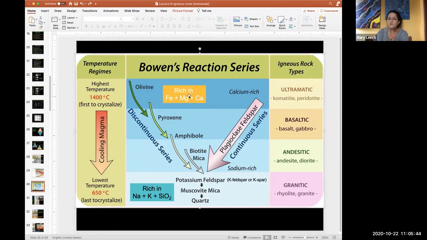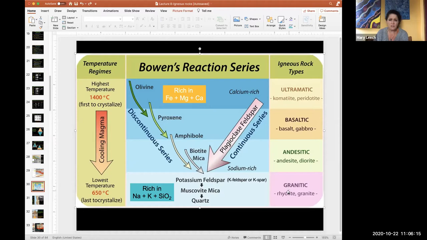So up at the top, like in the mafic, ultramafic, that's where the chemistry is rich in iron, magnesium, calcium, and low in silica, maybe 45 to 50, 55% silica. Down here, it's rich in sodium, potassium, and more rich in silica. So it's more like 70, 75% at the highest.